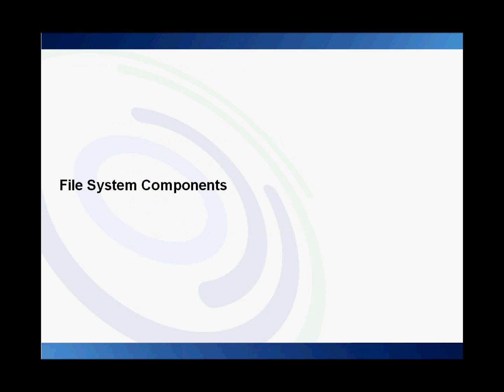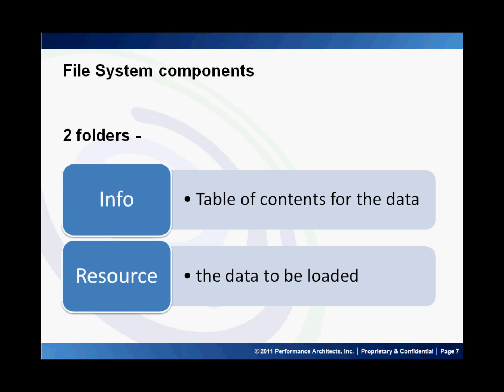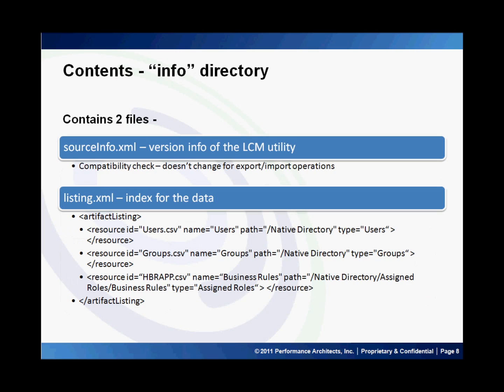Now we look at the file system components. The file system has two folders, the info folder, which basically has a table of contents, and the resource folder, which has the data to be loaded. The info directory has two files in it, the first being the source info.xml. This tells the utility which version of LCM it is to work with. This is basically a compatibility check because some versions of LCM do not work with other versions of it. The second file being the listing.xml. This is a table of contents that tells the utility where to find the files and what kind of data is within the files.